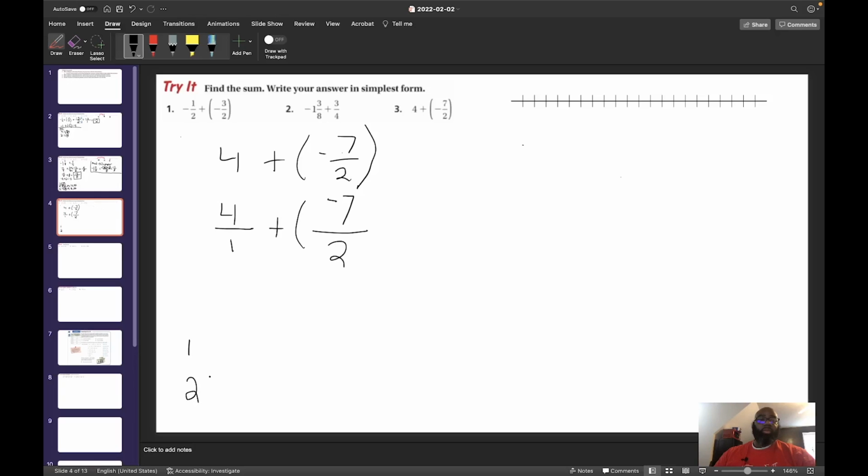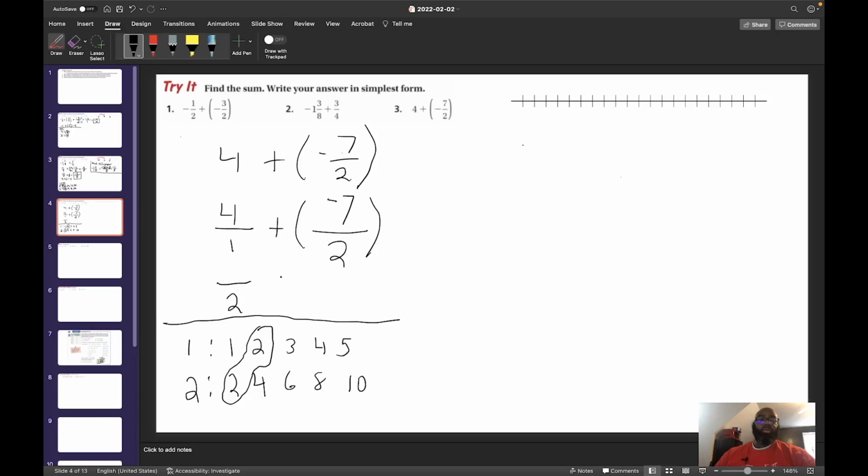We'll list out the multiples there. You got 1, 2, 3, 4, and 5. And 2, 4, 6, 8, and 10. The least common multiple is 2. So our new fractions are both going to be over 2. I'll rewrite it under here: something over 2 plus something over 2. This negative sign can stay there, and we can keep our parentheses.